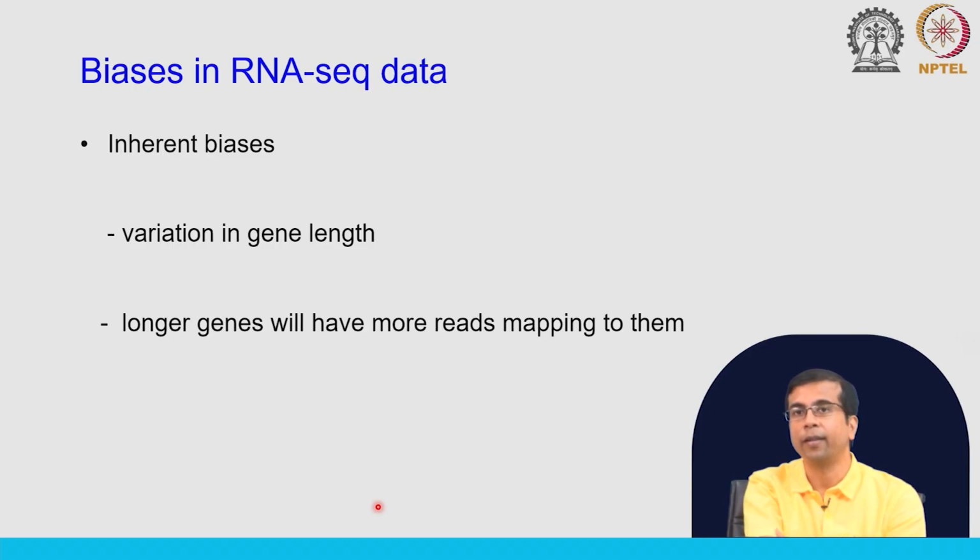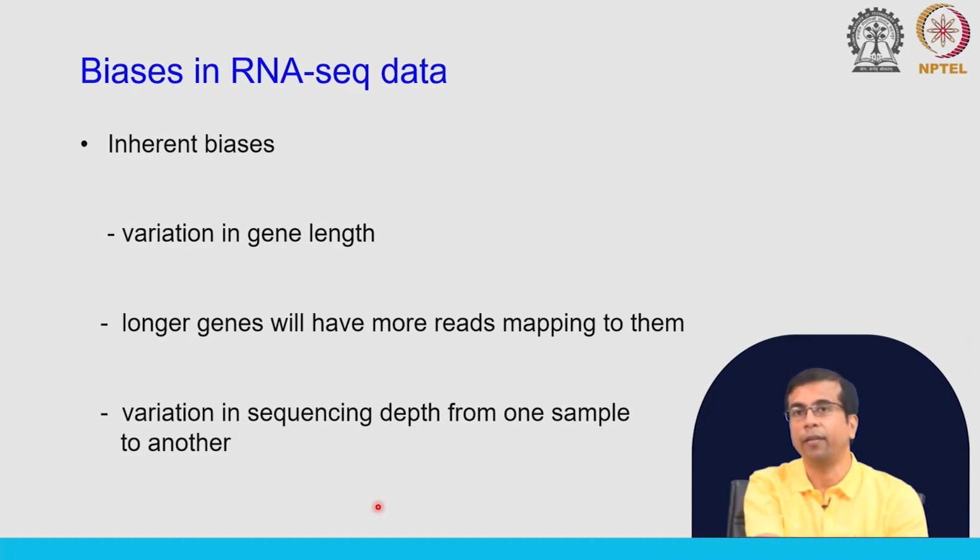Okay. So, you will find longer genes will usually have more reads mapping to them. If you are comparing a long gene and a short gene, and they are expressed at the same level, you will usually see longer genes will have more reads compared to the short gene. Okay. So, this is a bias that is there in the data.